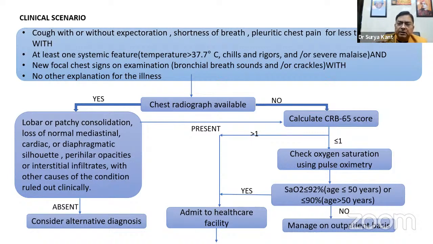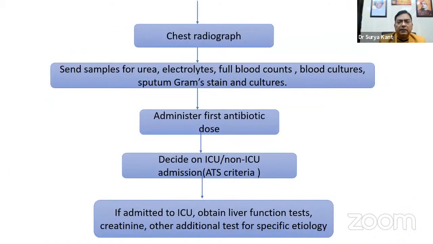Just consider the magic number of oxygen saturation as 90%. If it is more than 90%, you require outpatient department treatment; if less than 90%, hospitalization. So if it is less than 90%, hospitalization should be done, and a chest radiograph should be done after hospitalization.